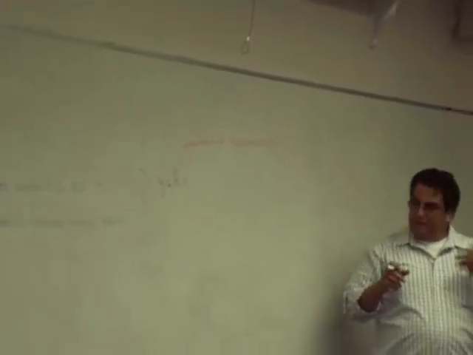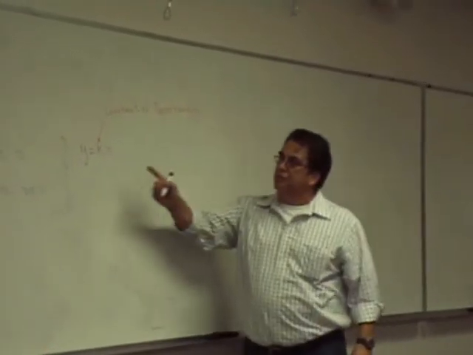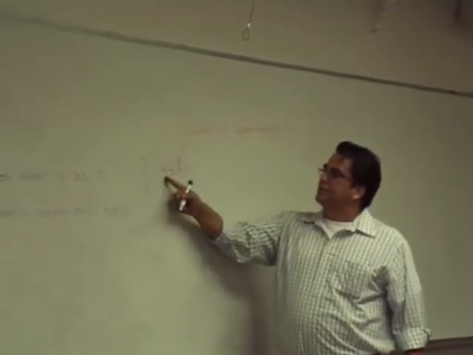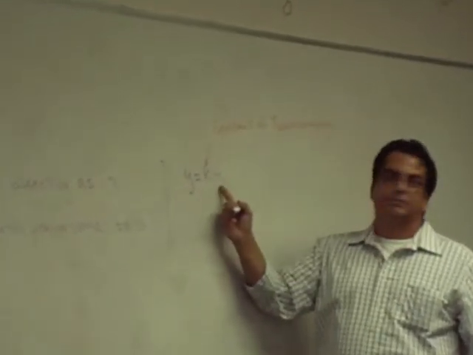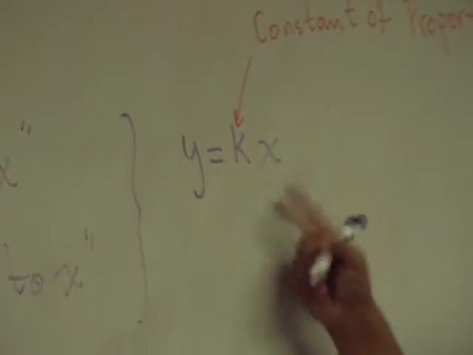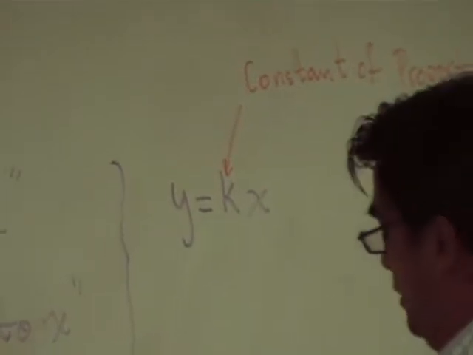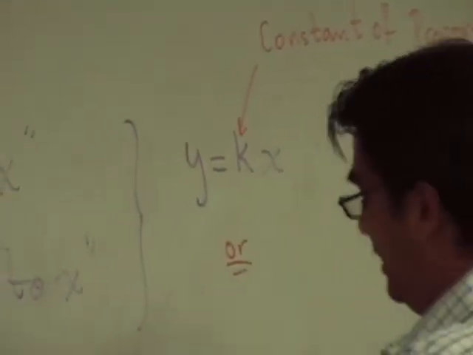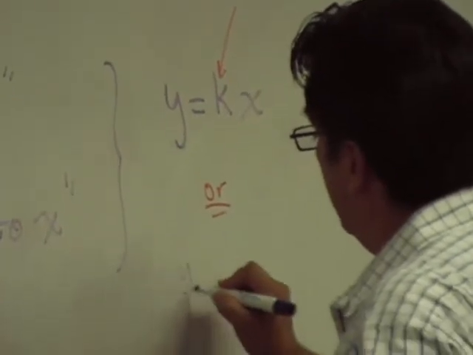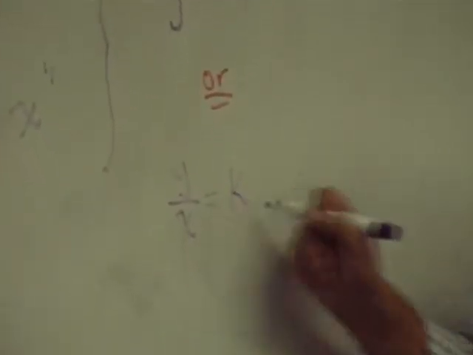Another way you can tell whether a set of values represents a direct variation: what would happen if I divide both sides of the equation by x? The x cancels, it'll just be k, and on the other side, y over x. So whenever you take a y value and divide it by its corresponding x value, if you always get the same number, then you have a direct variation. Both of those equations are two forms of the same type of equation. Okay?